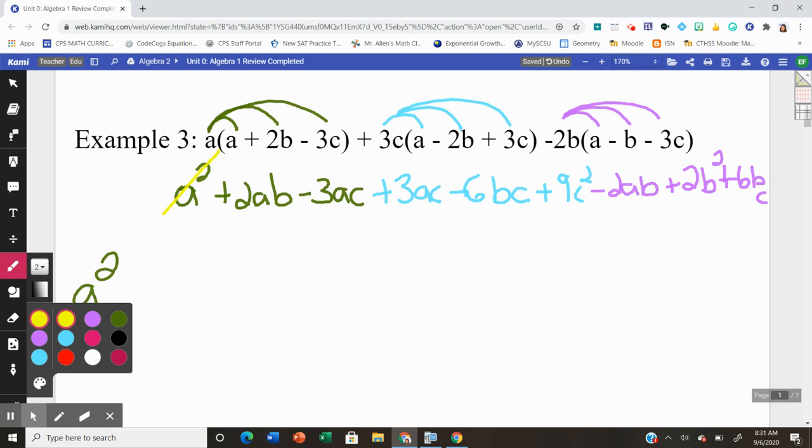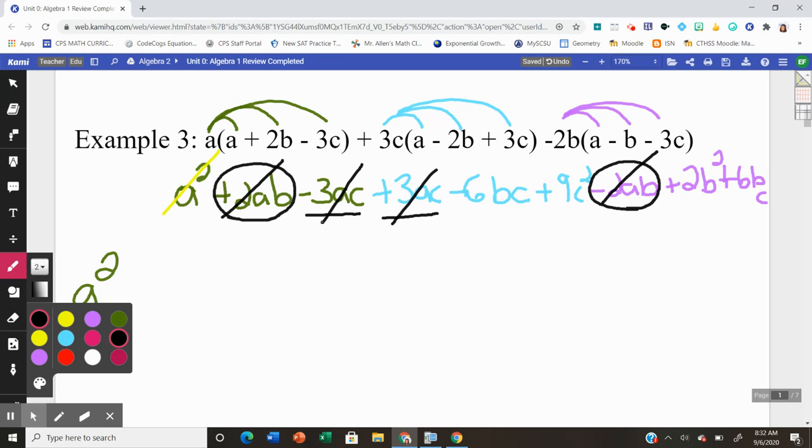Anything else with an a? For sure, I see an ab here, and I see an ab here. So positive 2ab minus 2ab are actually going to cancel each other out. So that one's good as well. I see ac's. I have an ac here and an ac here. And again, positive 3 and a negative 3. Those end up canceling each other out.